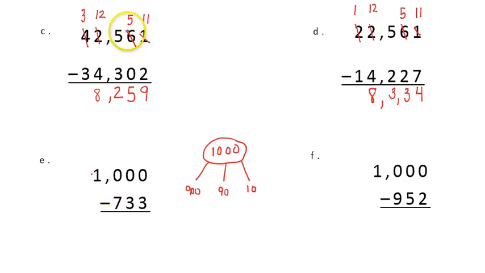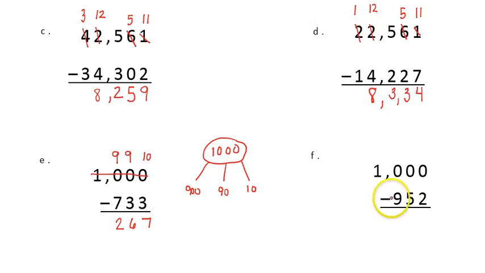So I'm going to cross off my 1,000 entirely. 900 is the same thing as 9 groups of 100, so we'll put a 9 there. 90 is the same thing as 9 groups of 10, and we'll put a 9 there. 10 is the same thing as 10 ones, so we'll put a 10 there. So now I can do my subtraction. 10 minus 3 is 7. 9 groups of 10 minus 3 groups of 10 is 6. 9 hundreds minus 7 hundreds is 200. So my final answer is 267.